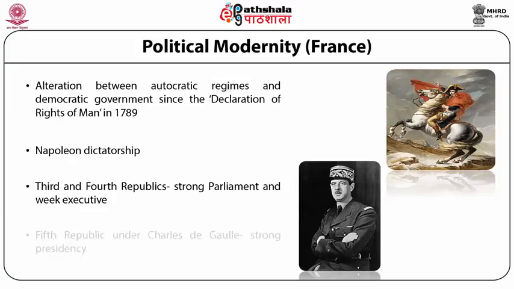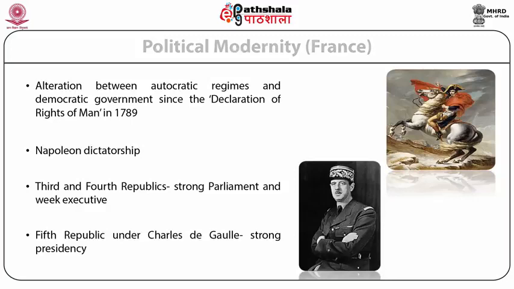But in the Fifth Republic, under Charles de Gaulle, a strong presidency replaced a strong parliament, as a result of which the constitution that came to be established under the Fifth Republic made the president very strong and the parliament very weak.